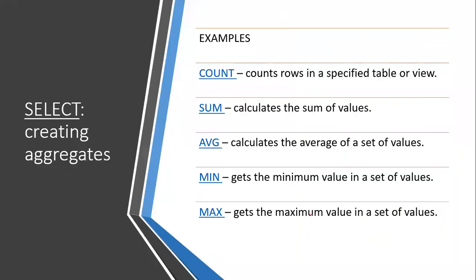There are many different types of aggregate functions. In this video, my focus is going to be on these 5 aggregates where we will find the count, which counts up the number of rows, and the sum of a particular set of rows. We can find the average, the minimum value, and the maximum value. So these are the aggregates that we will be focusing on.